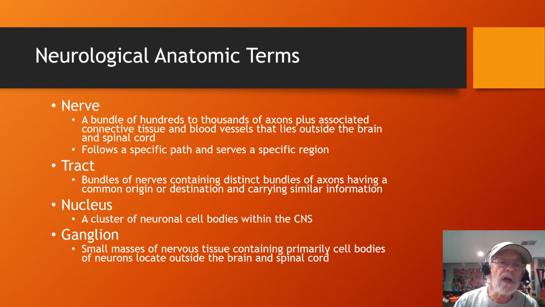The third term we should talk about is a nucleus, and this is largely what we talk about in the central nervous system. Within the central nervous system, there are bundles of nerves that contain distinct bundles of axons that have a common function or destination, very similar, but located within the brain as cell bodies. If I have a number of nerves that have a specific function, they have to start somewhere, and where they start, the cell bodies all clump together, and this area where they clump together is called a nucleus. So it's a cluster of neuronal cell bodies within the central nervous system.